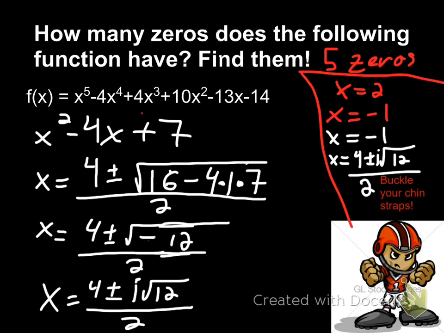And so how many solutions does this leave me with? 5. 5, right? Yeah. 2, negative 1, negative 1 again, and 4 plus or minus i square root of 12 over 2. Remember, plus or minus means 2 solutions. And that's it. Any questions?